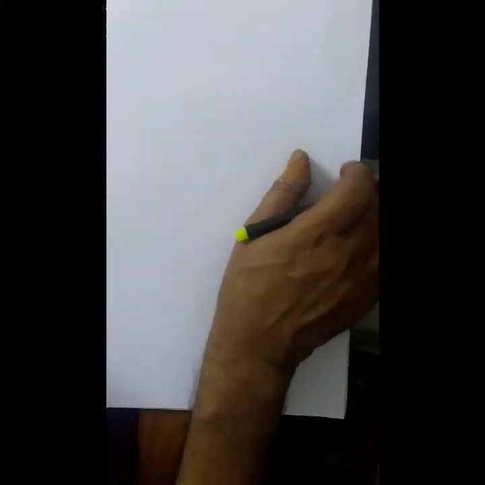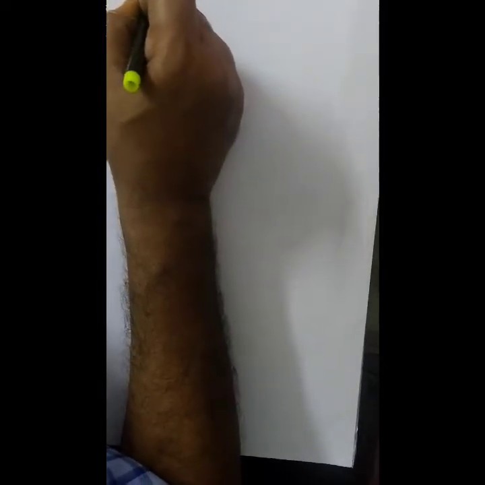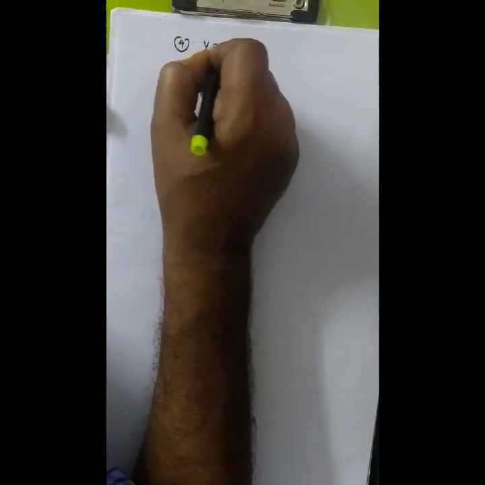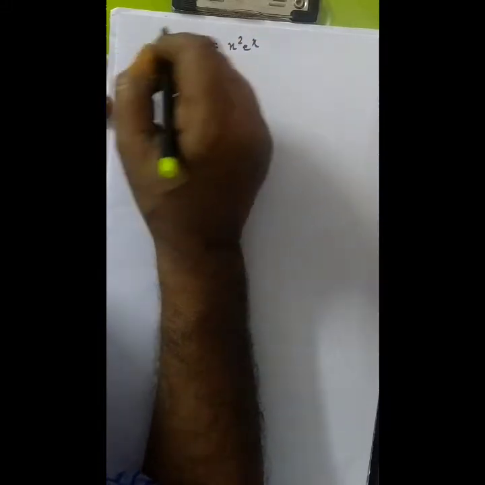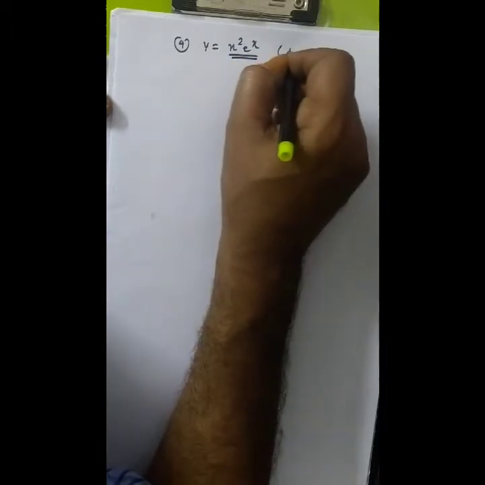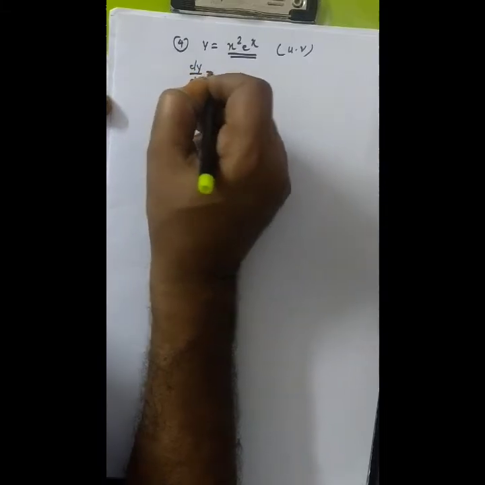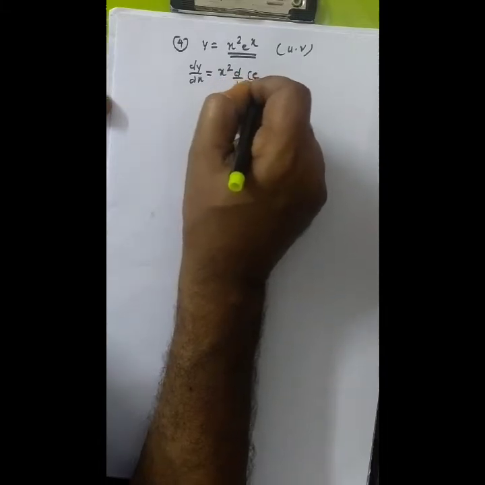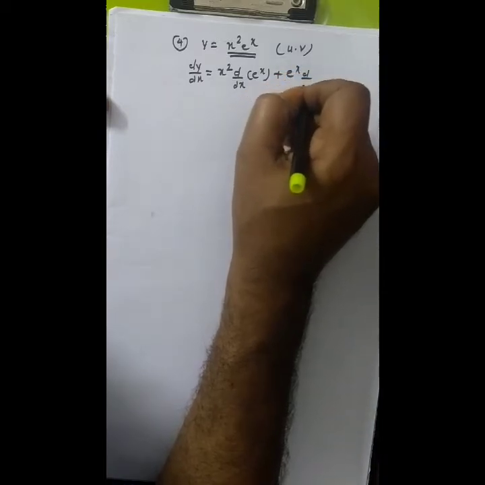Next we'll go for y equals to x square e raised to x. You have to use the u into v formula. So dy by dx, you can apply the formula first. U into derivative of v, x square into d by dx of e raised to x, plus v into derivative of u, e raised to x into d by dx of x square.